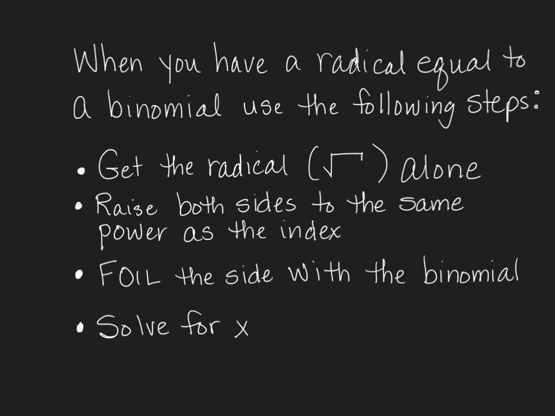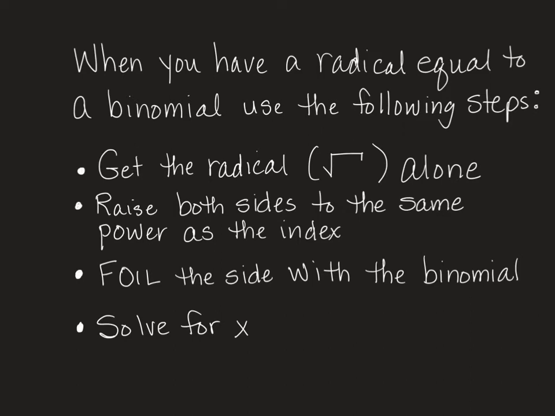In this lesson, we're going to learn about what to do when a radical is equal to a binomial. So that means I have a radical that is all by itself equal to something with two terms and a variable. When I have a radical equal to a binomial, we're going to use the following steps. The first thing I want you to do is get that radical alone. Whatever the radical may be, get it alone.